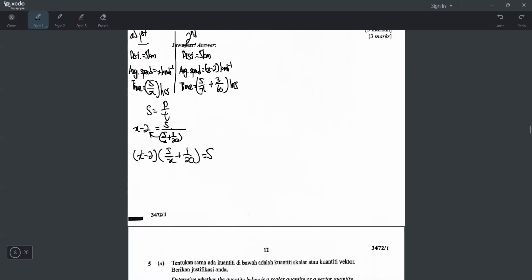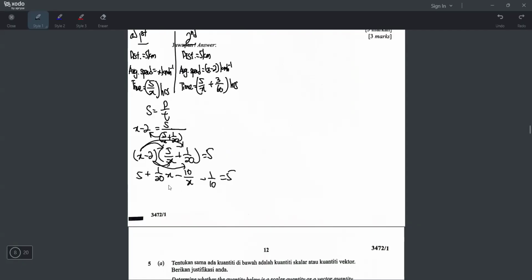Okay, when you multiply, you have to take first times first, which gives you 5, first times last, which gives you 1 over 20x, and then this one, last times first, negative 10 over x. Last times last, negative 2 over 20, which is 1 over 10, equals 5. Okay? You can use your calculator to help you.